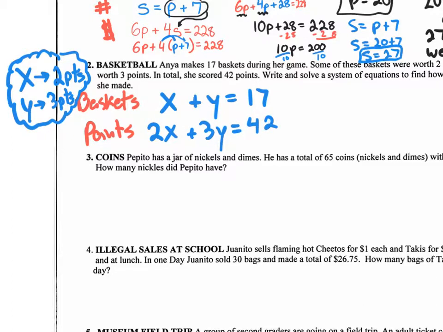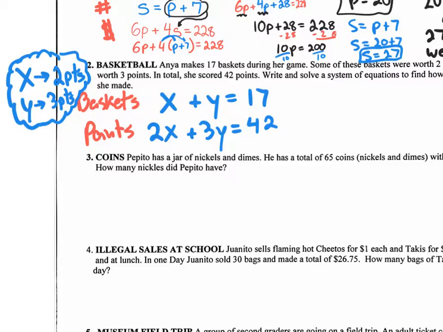So this is half the battle right here. Being able to read it and being able to create it. You want to make one equation based on baskets. You don't know how many 2-pointers. You don't know how many 3-pointers. But you know if you add them, it's a total of 17 baskets. And then make an equation based on points. Well, for each of the 2-pointers, she gets 2. For each of the 3-pointers, she gets 3. That's why we have 2 times x plus 3 times y. And we know that she made a total of 42 points.